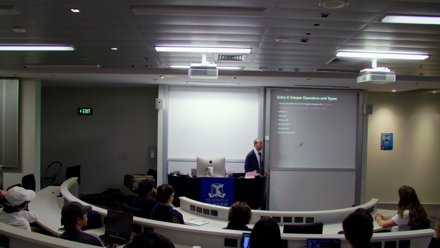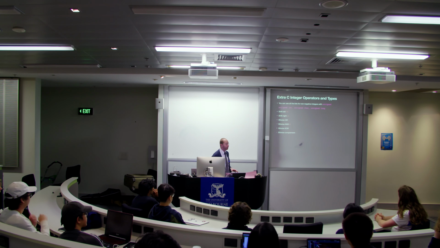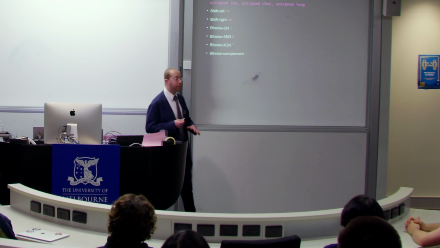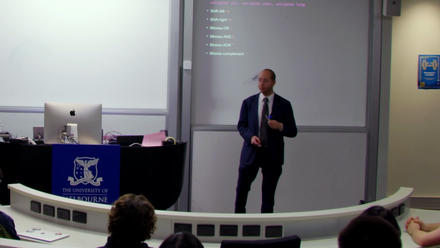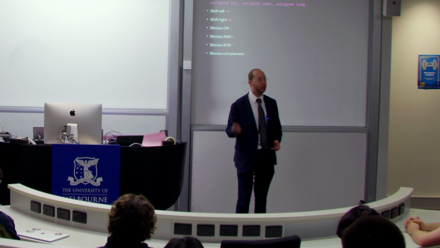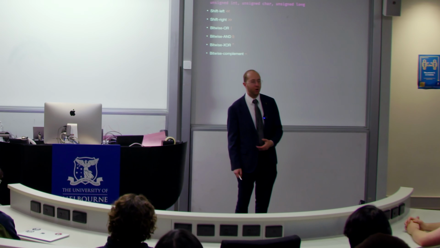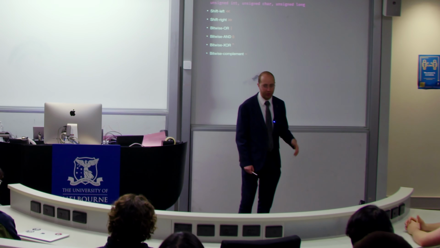Now we also have a bunch more numeric operators, and these are our bitwise operators. What they do is they operate on the binary representation of a number. And we'll go through them one by one. We've got shift left, shift right, and, or, XOR, and not.